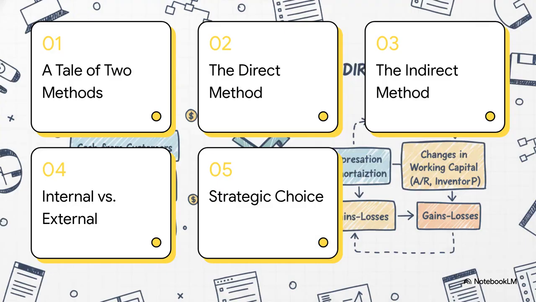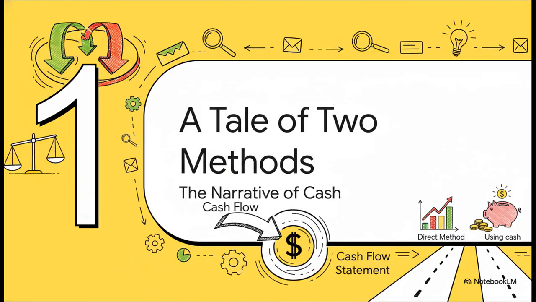So here's our roadmap for today. We're going to dive deep into cash flow analysis. First, we'll start with what I call a tale of two methods, the two fundamental ways a company can tell its cash story. Then we're going to really dissect each one, the direct method and the indirect method. We'll look under the hood and see what makes them tick and what they're each good for. After that, and this is key, we're going to bring it all into the real world. We'll talk about when you'd use one versus the other and why. I want you to see this isn't just some accounting exercise. This is about mastering the art of financial storytelling and strategic control. Okay, let's jump right in.